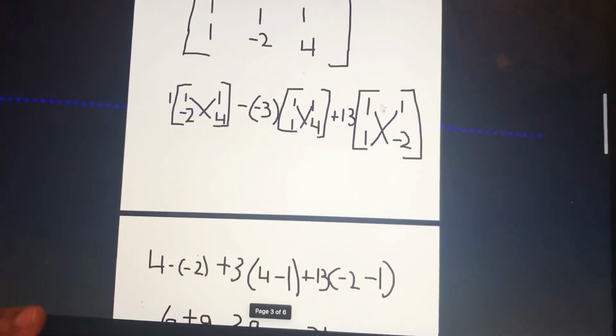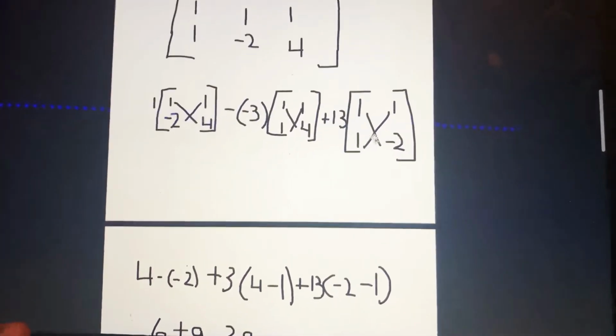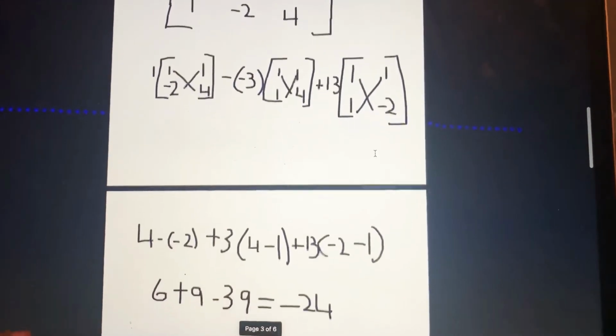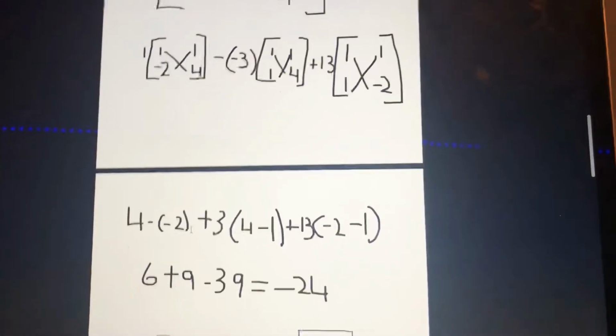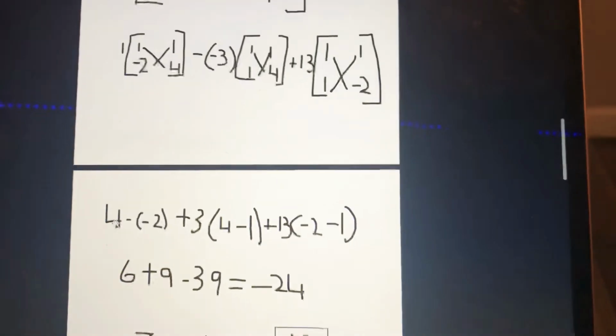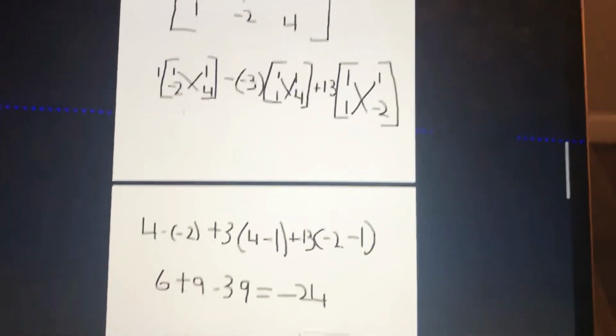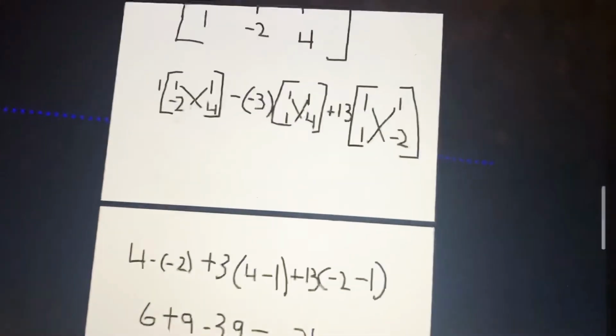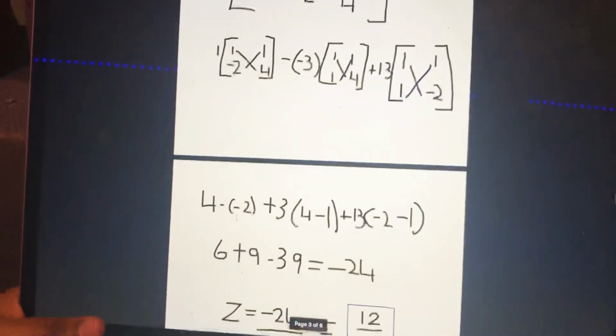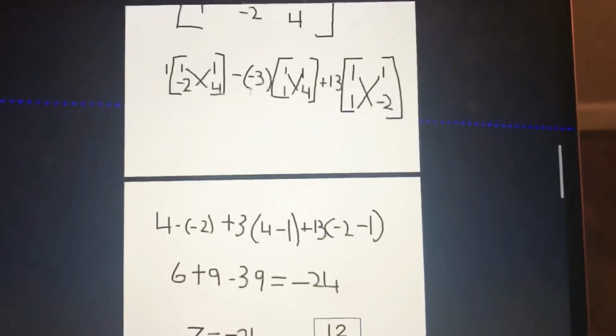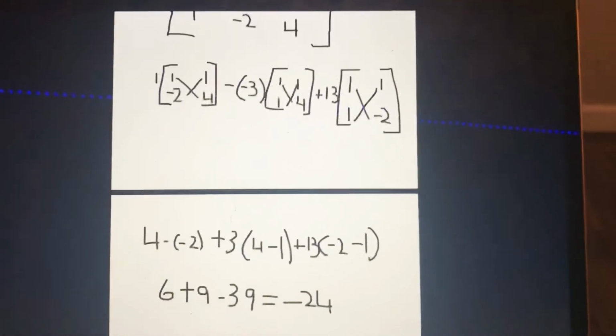Now what I've done is the same thing. I have cross multiplied the values in the matrix, and here I've just expanded what I've multiplied. So we get 4, 1 times 4 is 4, minus 1 times negative 2 is negative 2, plus negative times negative is positive, that's where I got the plus 3 from.